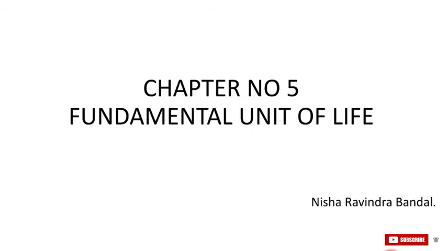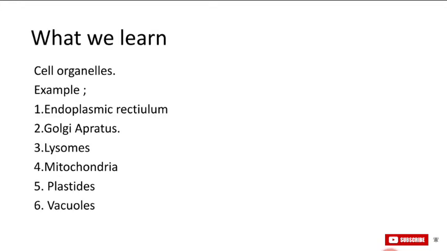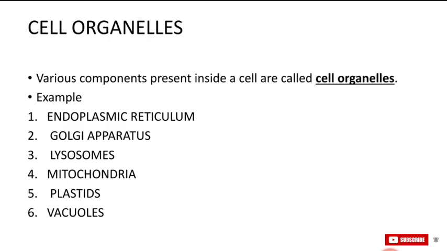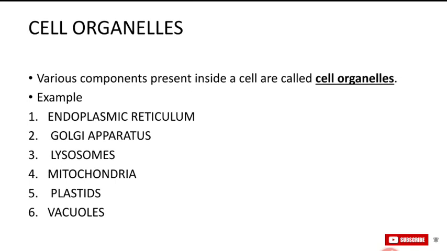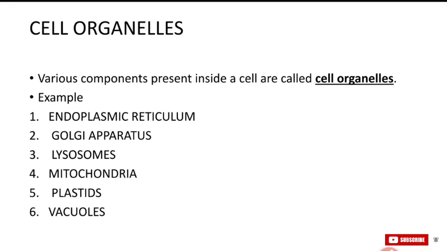Facebook. Today we learn the fundamental unit of life, part 2. In the last video, we saw what the fundamental unit of life is, the cell, and its components. In this video, we learn about cell organelles and their examples. Various components present inside the cell are called cell organelles. Examples are the endoplasmic reticulum, Golgi apparatus, lysosomes, mitochondria, plastids, and the vacuole. So let's start with the first, which is the endoplasmic reticulum.